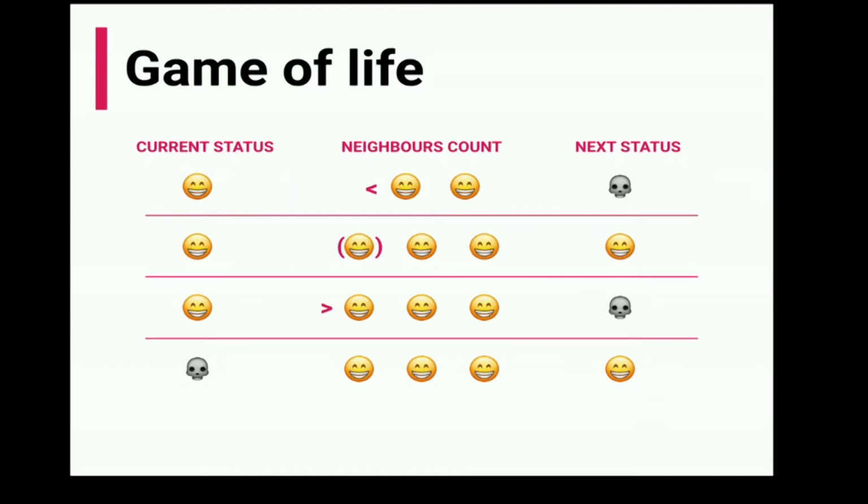The next state of each cell is determined by the number of its neighbors. For example, if a cell has fewer than 2 neighbors, in the next iteration the cell will die. If an alive cell has exactly 2 or 3 neighbors, it will stay alive. If it's alive and it has more than 3 neighbors, it will die. And in the end, if a dead cell has exactly 3 neighbors, it will become alive in the next iteration.